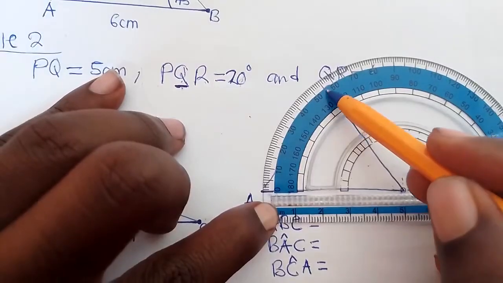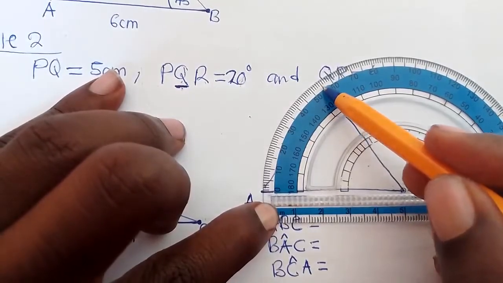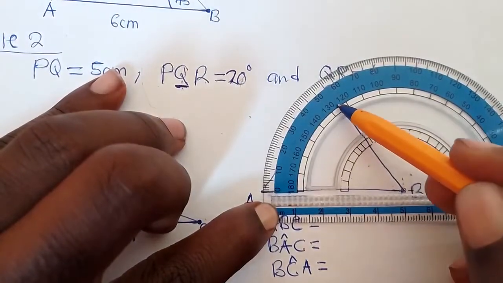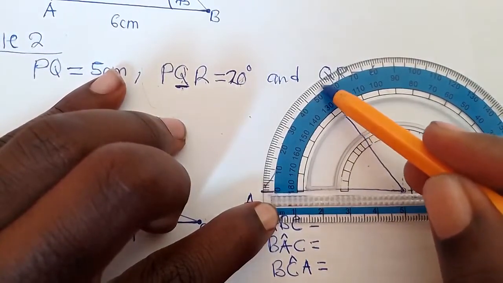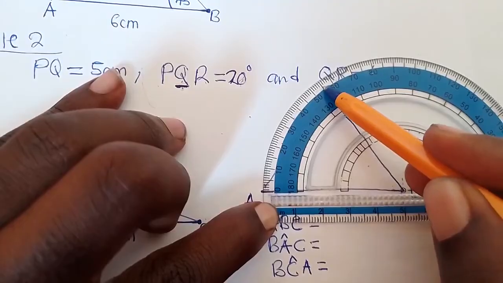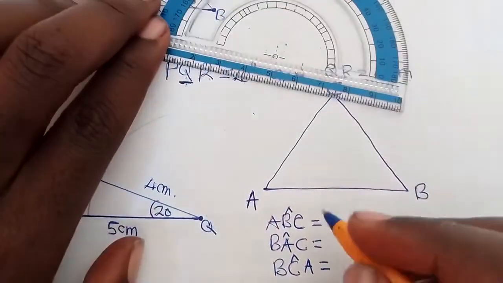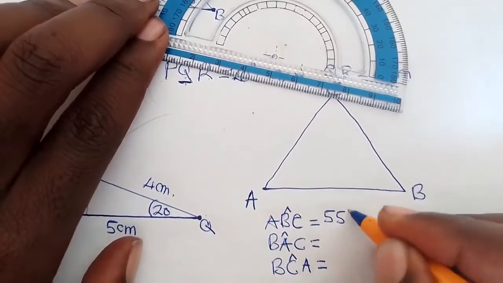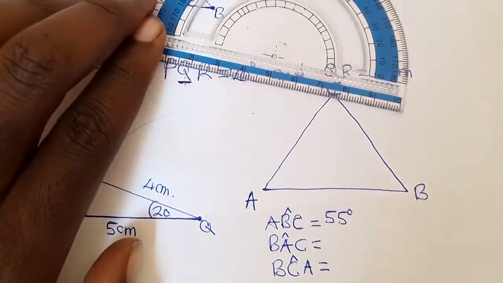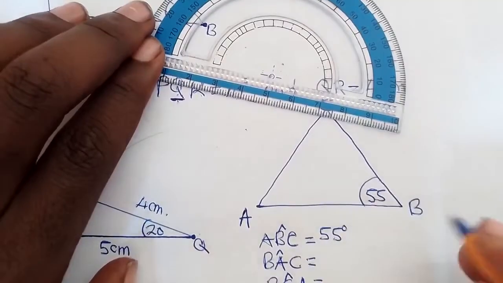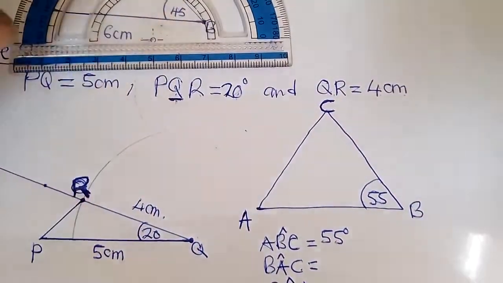Have you seen where it is passing? It is at 55. They are 50, and this is 55. This thing here is 55. So you know that this one is 55 degrees. You do this. So there you've got 55 degrees. This is what you're going to do.